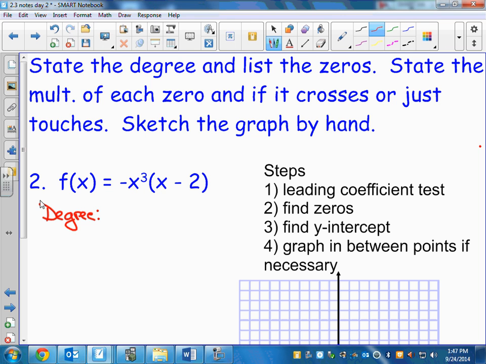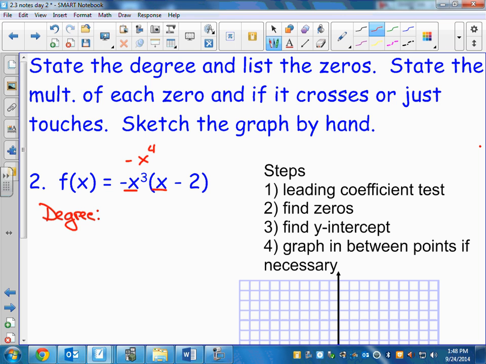What's the degree of this? 3? No, 4. Negative 1 is the leading coefficient. You have to multiply, right? Multiply the highest x's together from each term. So we could say the leading term on this would be negative x to the 4th.